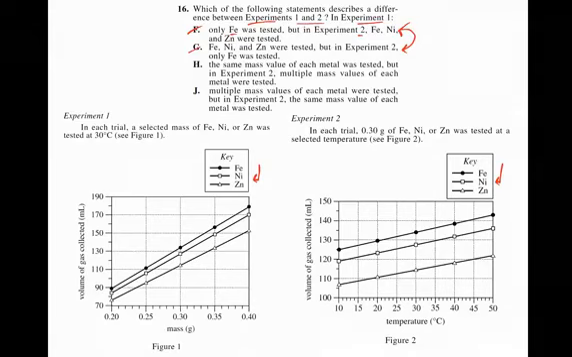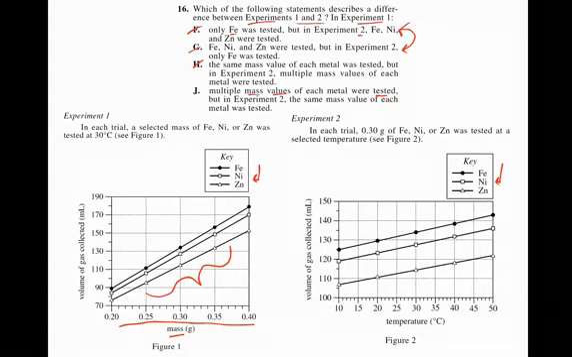You notice they do a similar flip in H and J, but let's be careful and look closely at the answers. In H, in experiment 1, the same mass value was tested for each metal, but in experiment 2, multiple masses were tested. In experiment 1, not the same mass, because look, the mass is changing here in figure 1. Different masses across the graph. That's not true. And choice J, experiment 1, multiple mass values of each metal were tested. I can see multiple values here and multiple values tested here as well on each line.